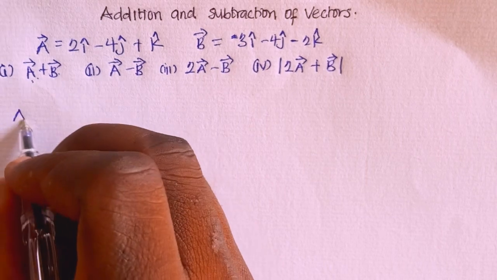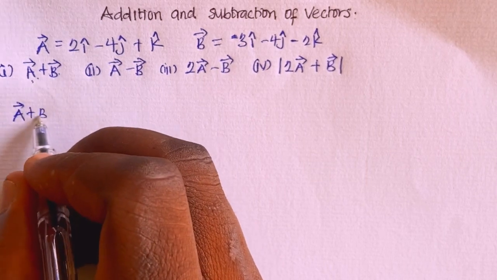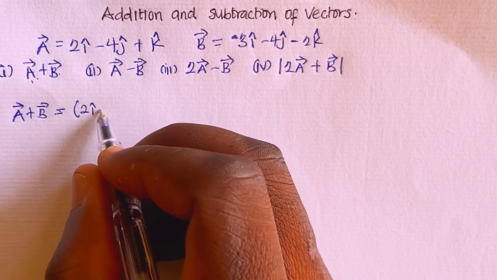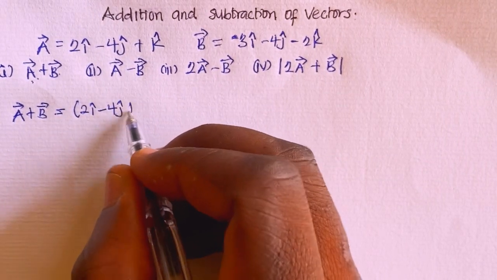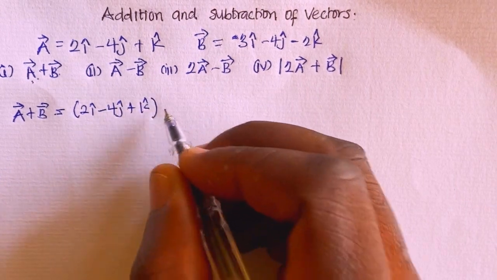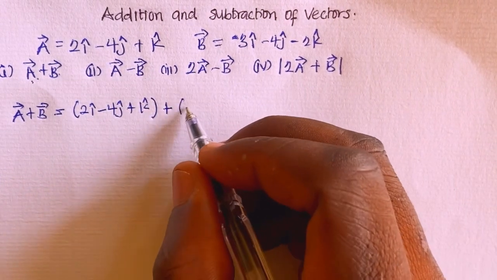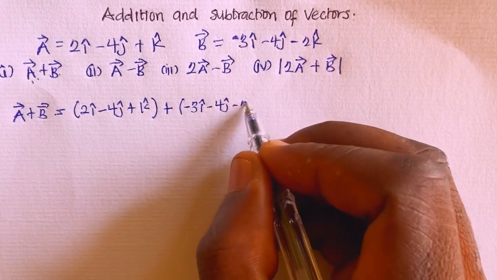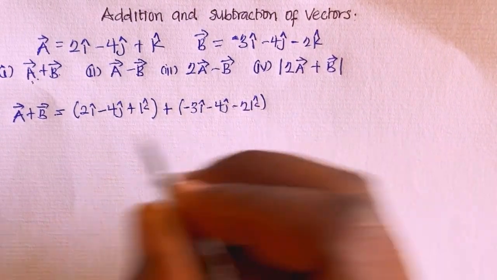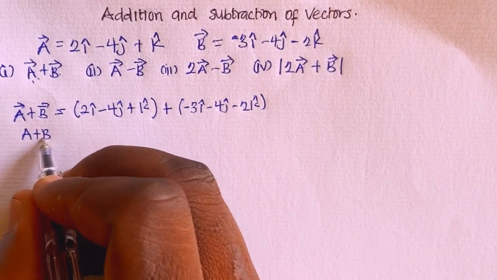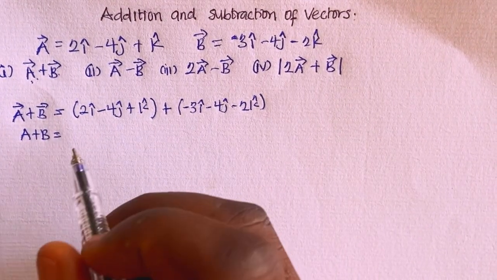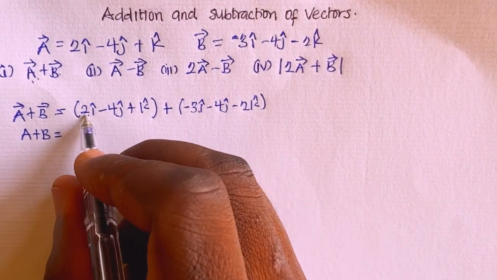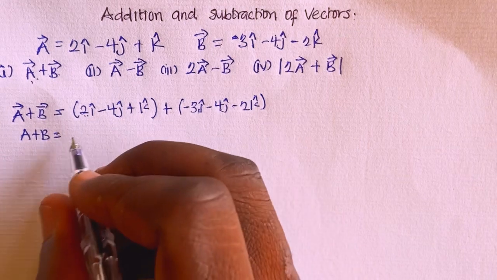So finding vector A plus B in this case, I'm going to have 2i minus 4j plus k, then plus vector B, which is minus 3i, then minus 4j, then minus 2k. Then my A plus B will be equal to: the first thing is that I'll take my 2i and match it with i here, which is 2i plus minus 3i, which is minus i.